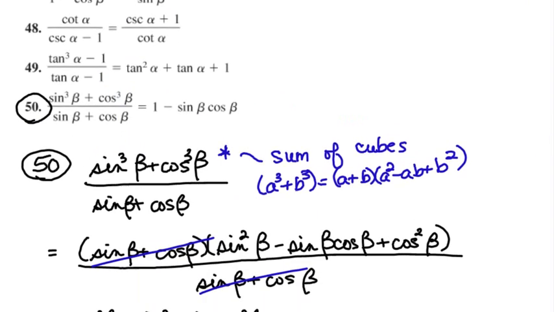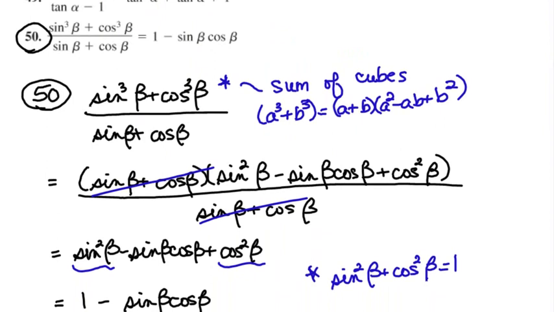Now a blast from the past, number 50 brings into play the sum of cubes. So we have sine cubed beta plus cosine cubed beta over sine beta plus cosine beta. We've got to show that's equal to 1 minus sine beta times cosine beta. Well, we start with the left side and rewrite it using factoring. The sum of two cubes, I've written this pattern to remind you: a cubed plus b cubed is a plus b times a squared minus ab plus b squared.